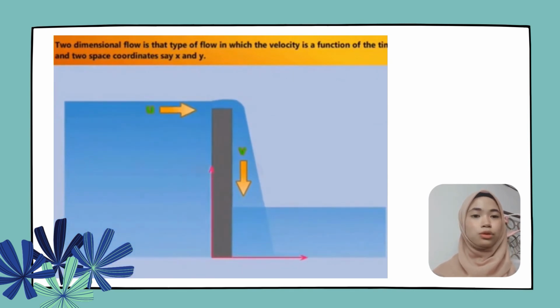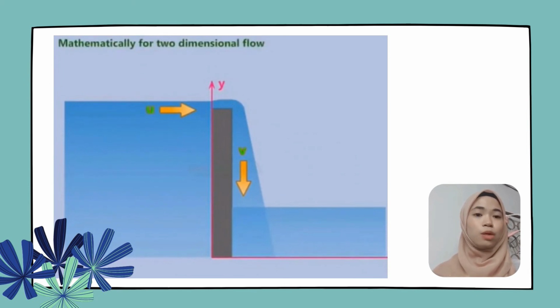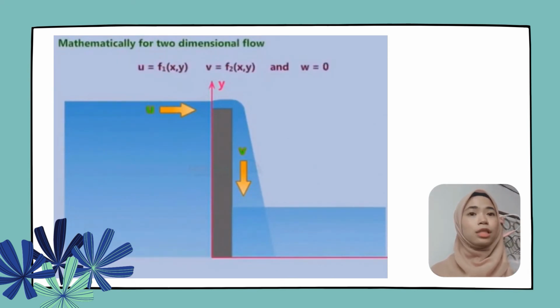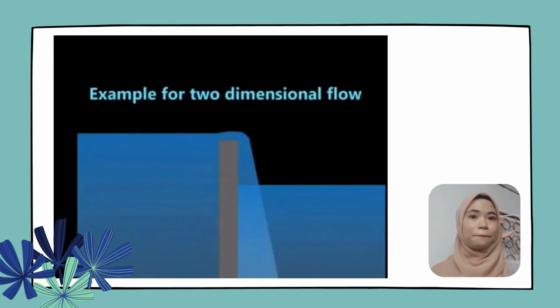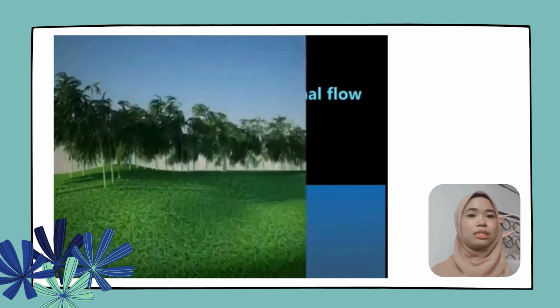I will continue with the next slide of the presentation. Let us see about two-dimensional flow. Two-dimensional flow is a type of flow in which the velocity is a function of time and two space coordinates, say x and y. Mathematically, for two-dimensional flow, u is equal to f1 of x, y, v is equal to f2 of x, y, and w is equal to 0.